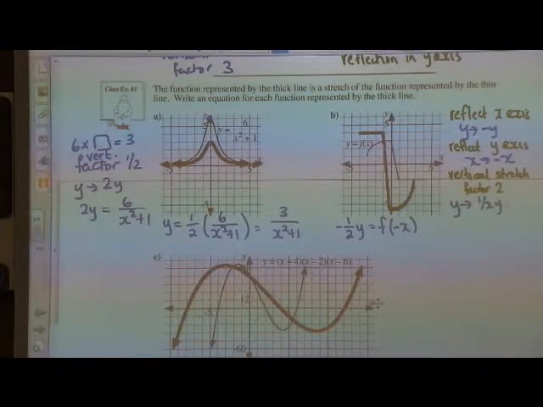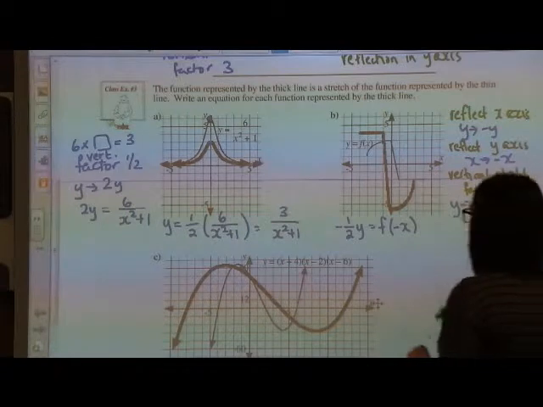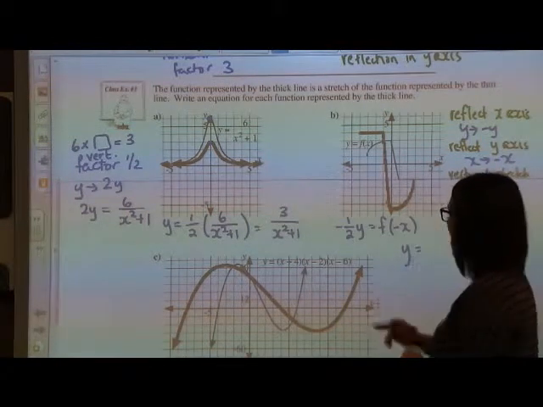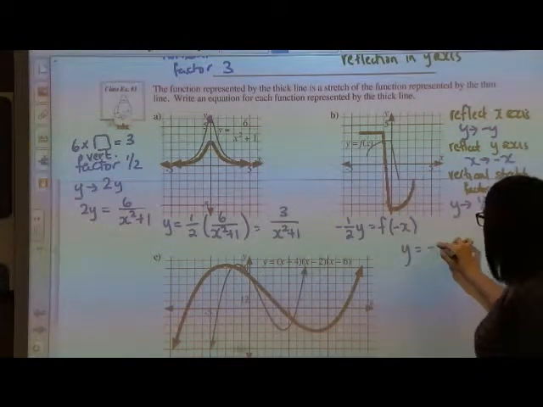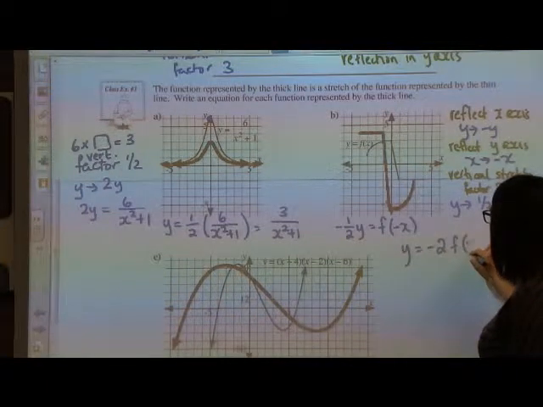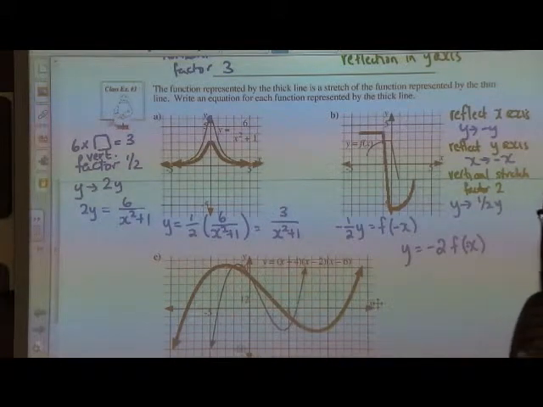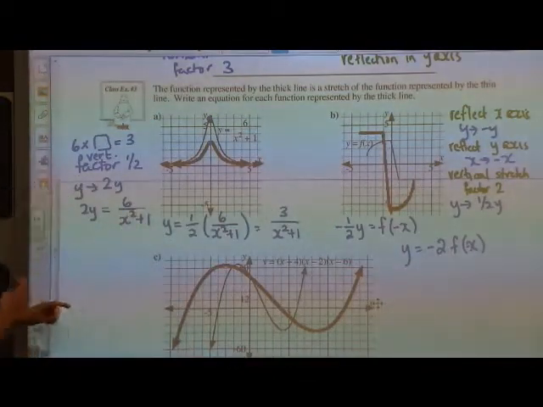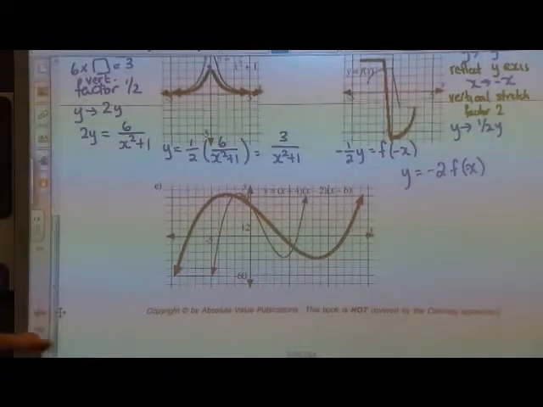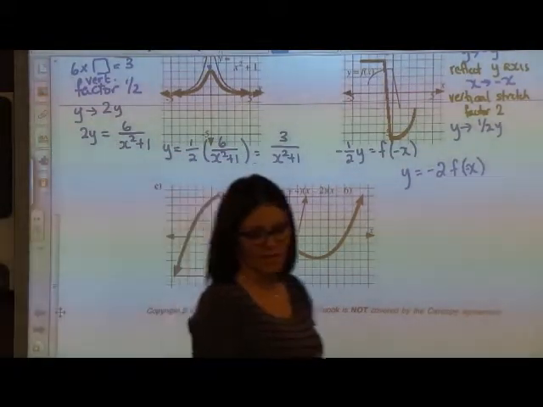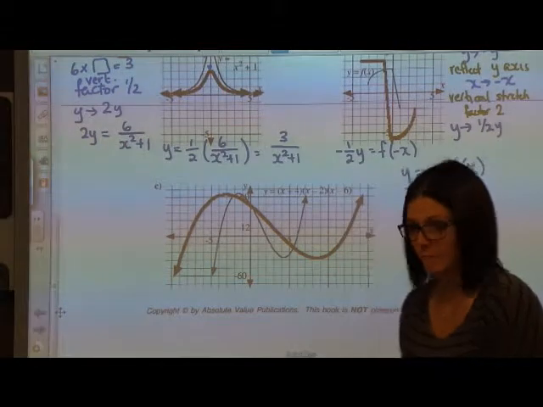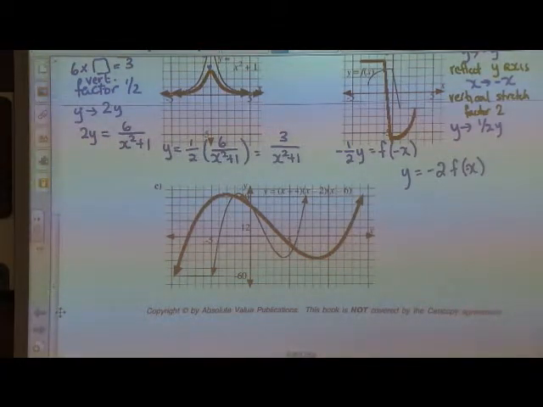If I move that negative 1/2 over, I would multiply it by negative 2. So I would get negative 2 f of negative x. And the two negatives would not cancel each other out, because one's inside and one's outside. Okay, so if I look at C, is there a reflection in C? No. Do I have a vertical or a horizontal stretch?